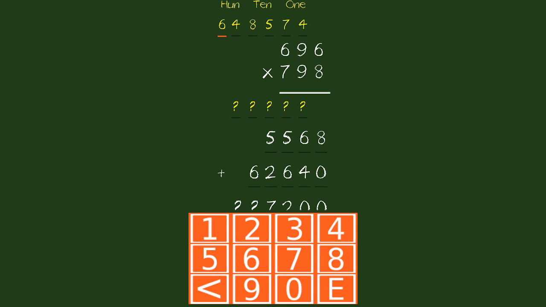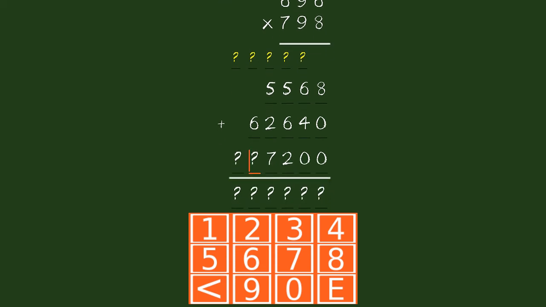Now multiply 6 times 7. 6 times 7 equals 42, and we need to add the 6 in the hundreds carry location to this. 42 plus 6 equals 48. Touch the question mark in the thousands answer location here and the 8 on the keyboard to put an 8 of the 48 in the 10,000s answer location here, and then touch the question mark in the 100,000s answer location and the 4 on the keyboard to put a 4 in the 100,000s answer location.